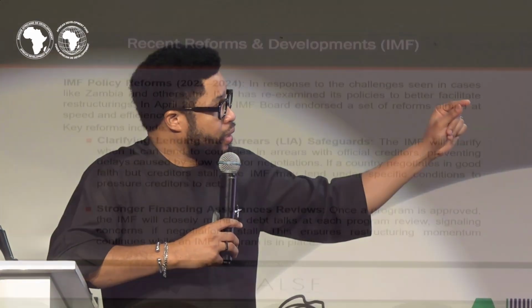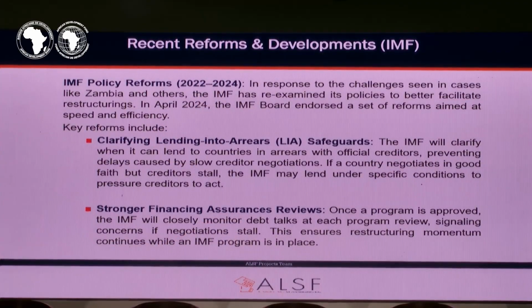But the IMF is saying now that if a country negotiates in good faith, but creditors are stalling, the IMF may still lend under specific conditions to pressure the creditors to act. So again, this is to help the process move faster. There's also financial assurances reviews. Once the program is approved, the IMF will monitor debt talks at each program review, signaling concerns if negotiations stall. Again, the IMF's approach has been, we want to be a bit more proactive, more engaged and involved in the process so that things can move on swiftly.